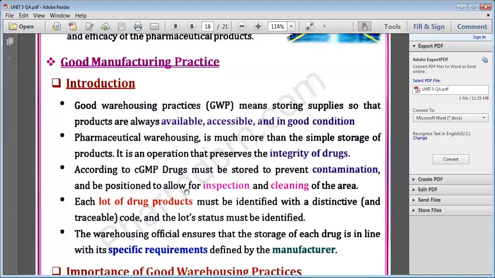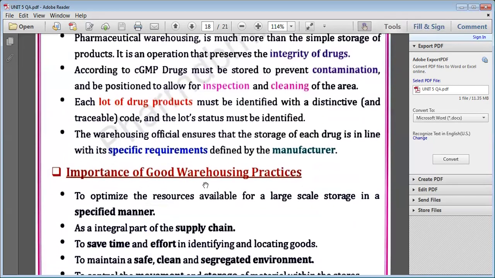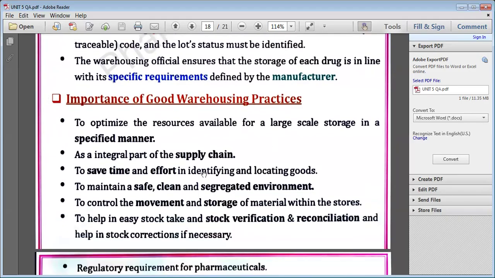According to the current good manufacturing practices, drugs must be stored to prevent contamination and to be positioned to allow for inspection and cleaning of the areas. Each lot of the drug must be identified with a distinctive and traceable code and lot number, and status must be identified. The warehousing official ensures that the storage of each drug is in line with its specific requirements defined by the manufacturer. So what is the importance of good warehousing practices?